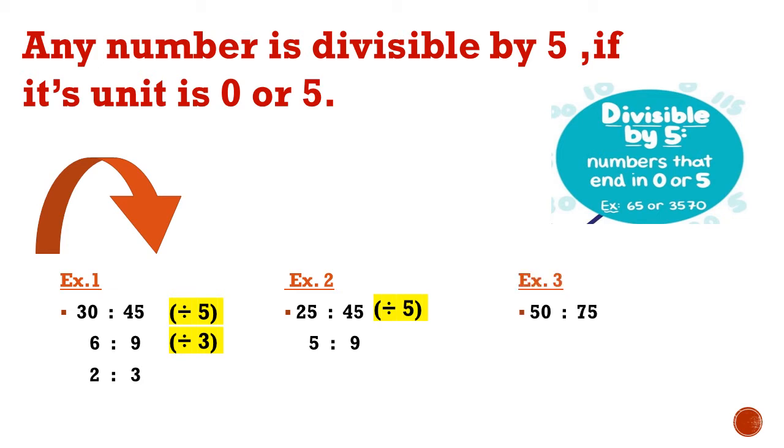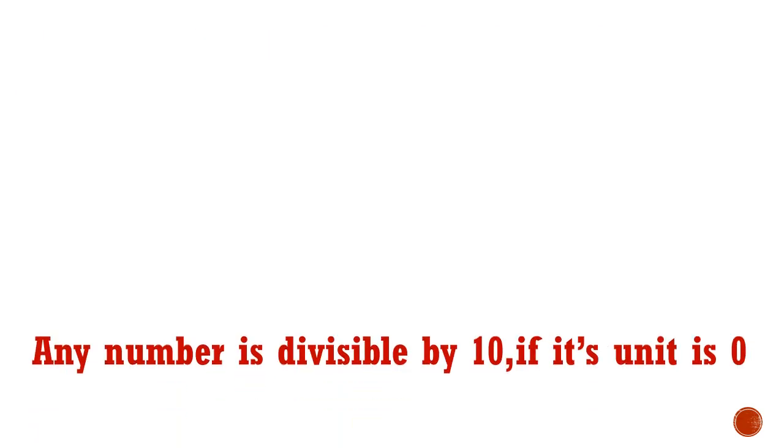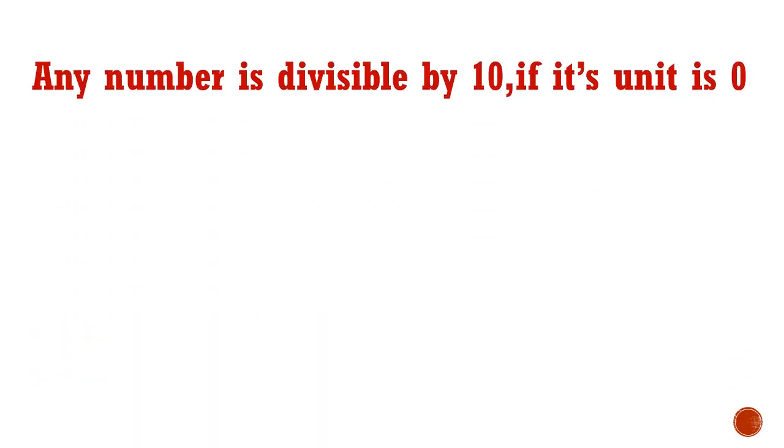Exercise 3. 50 to 75. The first term, its unit is 0, and the second term, its unit is 5. Then we divided both of them by 5. 50 divided by 5 equals 10. 75 divided by 5 equals 15. Again, we have a unit 0 and 5, then divided both of them by 5. We get the simplest form 2 to 3. Any number is divisible by 10 if its unit is 0.